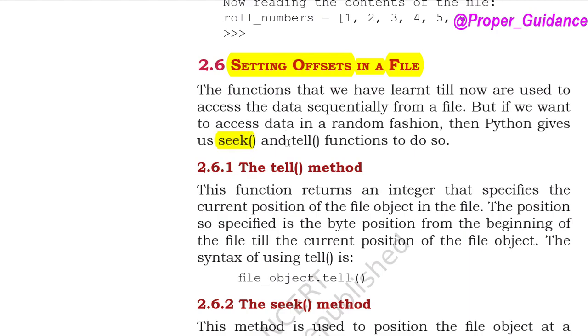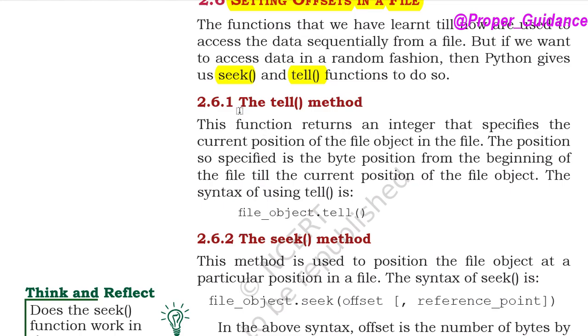Seek method and tell method to do so. The first one, the tell method, is discussed here. This function returns an integer that specifies the current position of the file object in the file. The positions are specified as the byte position from the beginning of the file till the current position of the file object. The syntax of using tell is file object dot tell.